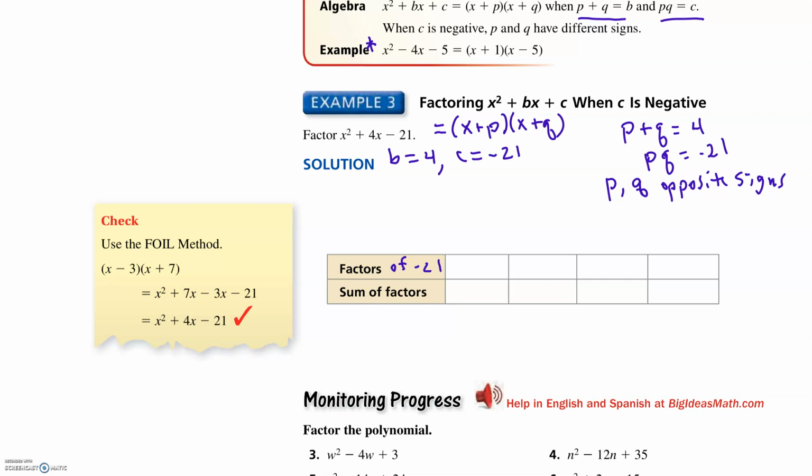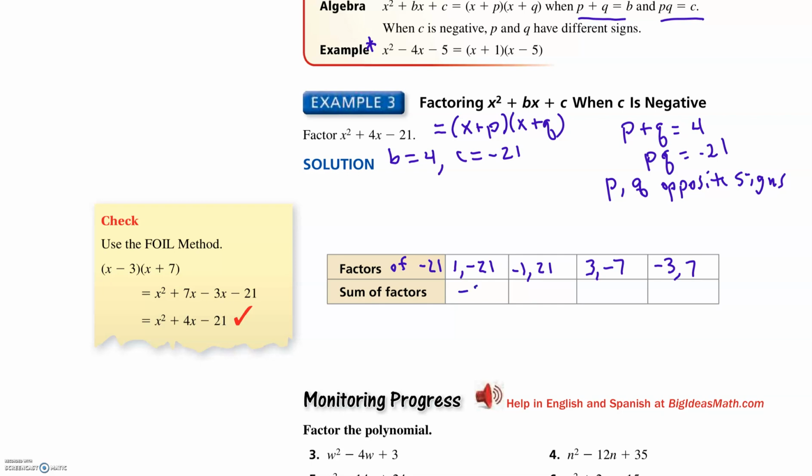I could do 1 and negative 21. I could do negative 1 and positive 21. Let's see, 2 doesn't divide into 21 because 21 is not even. I could do 3 and negative 7, or I could do negative 3 and positive 7. Anything else? Nope, 4 doesn't divide in, 5 doesn't, yep. We've got the list. Those are the integer pairs that multiply to create negative 21.